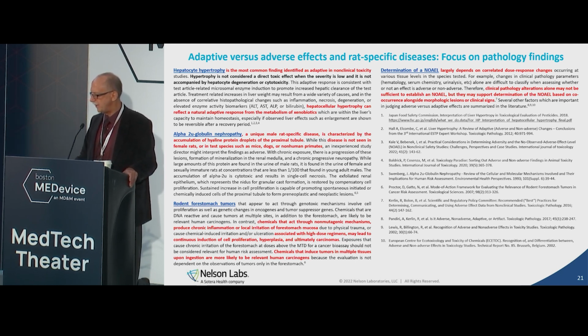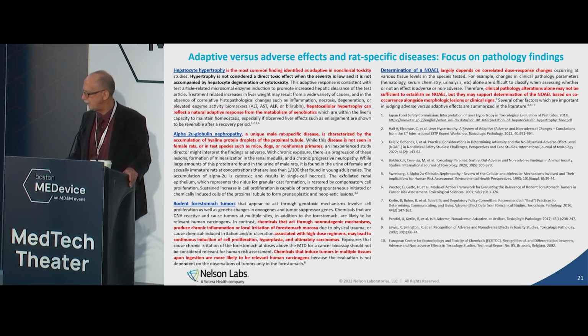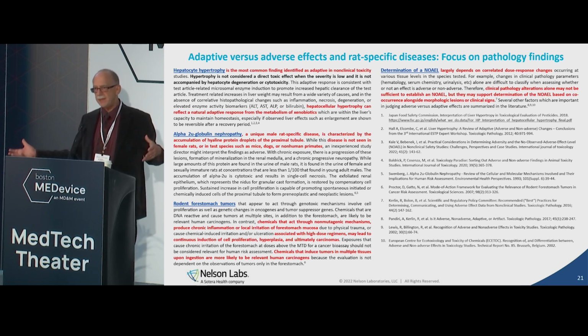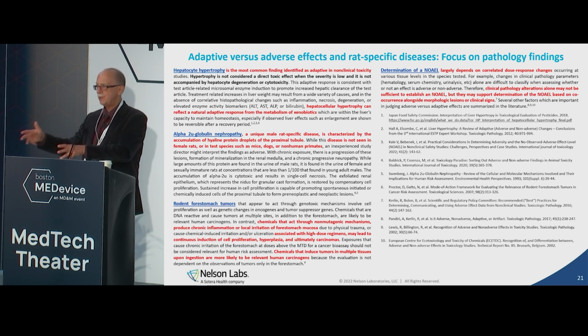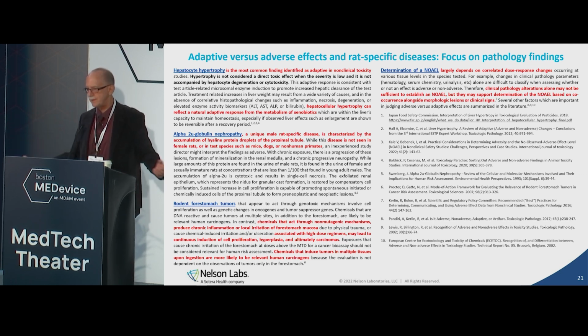Alpha-2 globulin nephropathy is a unique male rat-specific disease. A lot of chemicals trigger this. It's characterized by the accumulation of hyaline protein droplets in the proximal tubule of the male rat kidney. While this disease is not seen in female rats or in test species like mice or dogs or non-human primates, an inexperienced study director might interpret those findings as adverse. In such cases, let's look and see if there are other studies on the same chemical and see if a different pathologist doing another study was able to determine that they're not adverse, and you can use that overall weight of evidence.